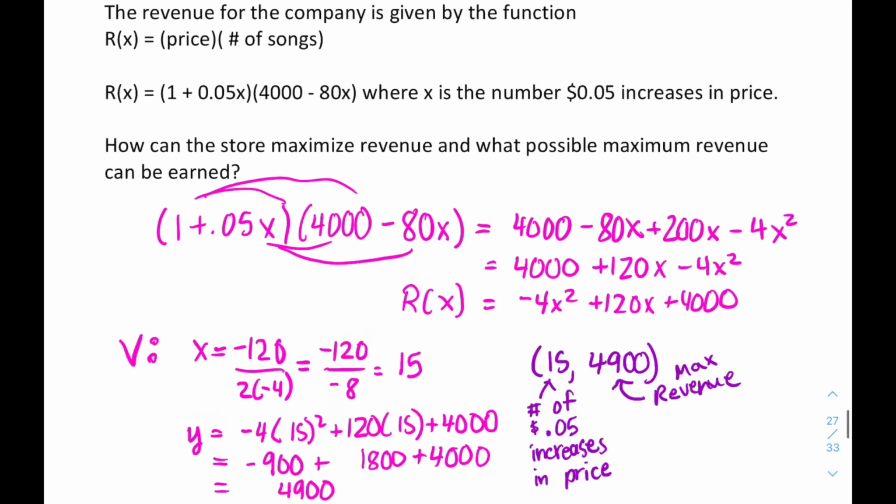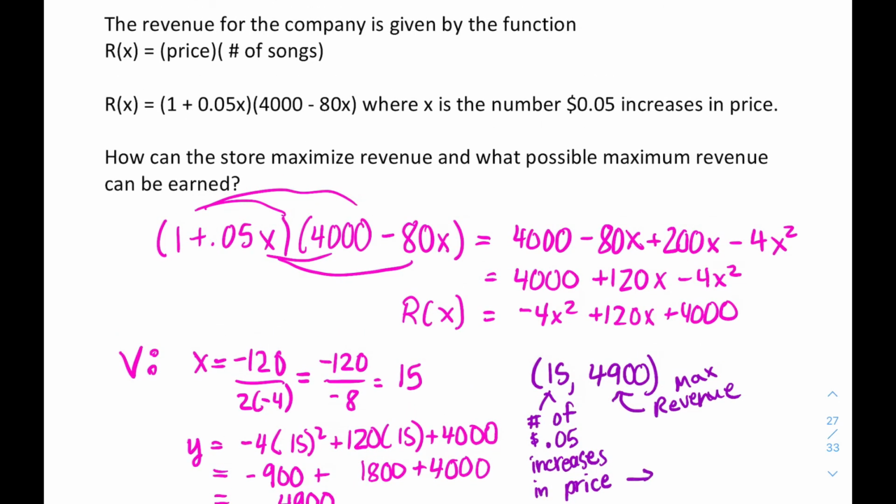So if we answer the question, what should they do to maximize their revenue? They should increase the price of their songs by, if I take 15 times 5 cents, 75 cents to maximize their revenue at $4,900.